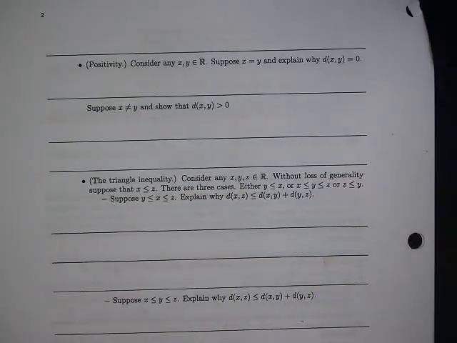Positivity. My positivity is an if and only if condition. The distance from x to y is equal to 0 if and only if x is equal to y. So you prove an if and only if by proving two things. Let's prove two things. Suppose that x is equal to y, then why should the distance from x to y be 0? Because the absolute value of x minus x, which is the absolute value of 0, is 0. Yeah.